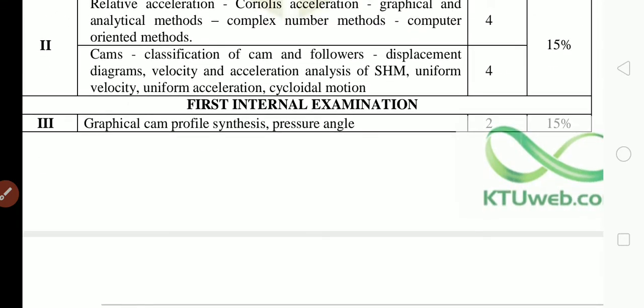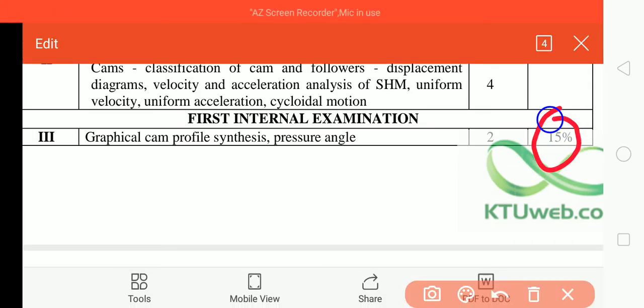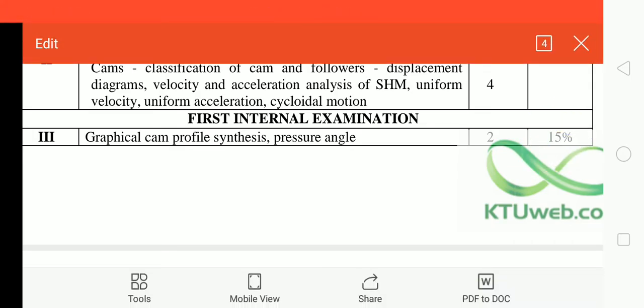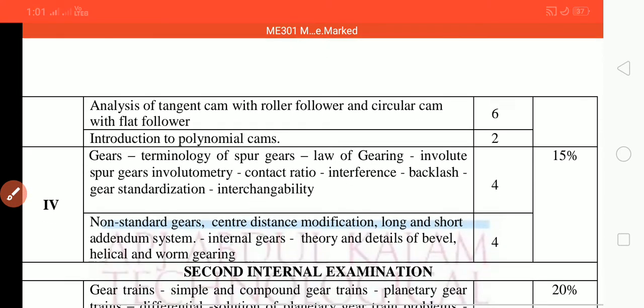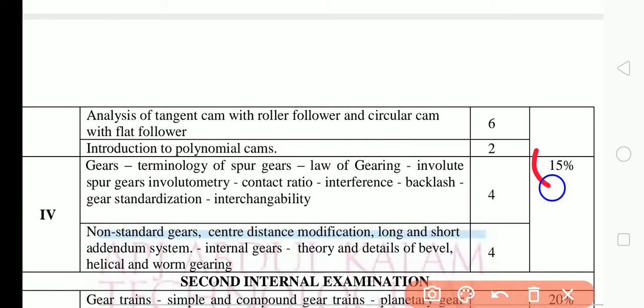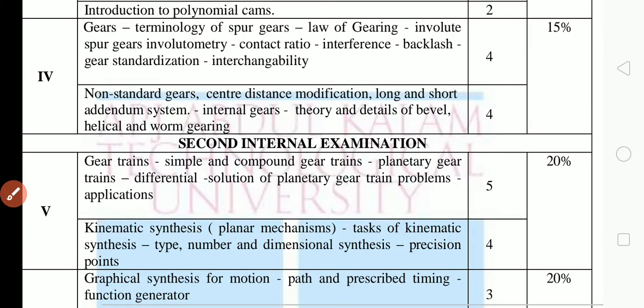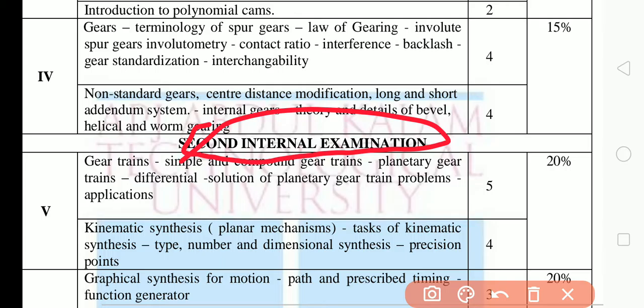Again, if we move down, you can see the third module. The weightage here is 15%. Then when we move down, we can see the fourth module also has a weightage of 15%. Again, if we move down, we will move to the fifth module, and the third and fourth modules have to be completed before the second internal examination. You can see the second internal examination here.